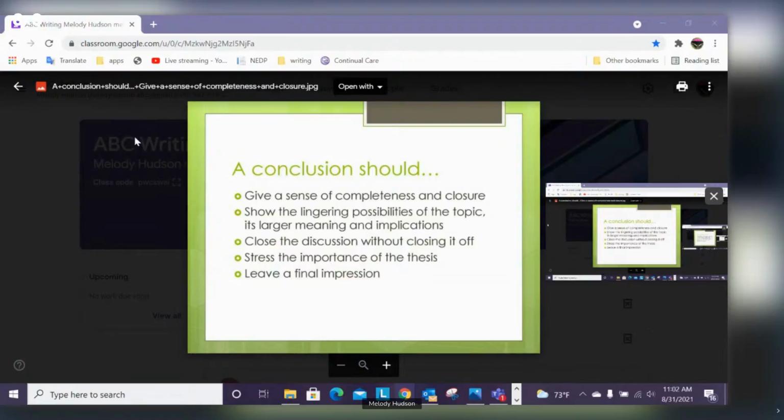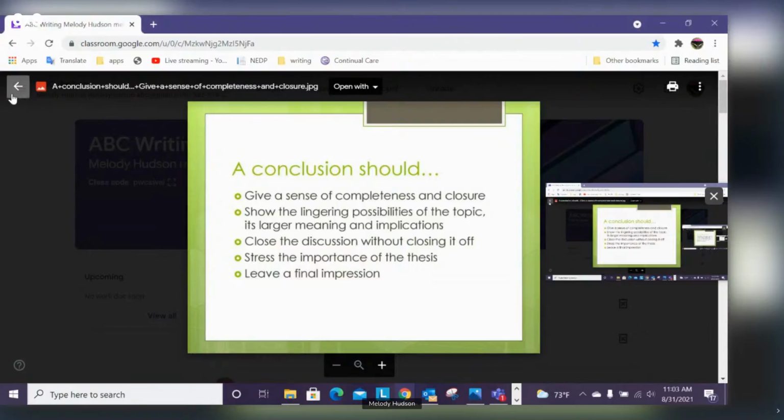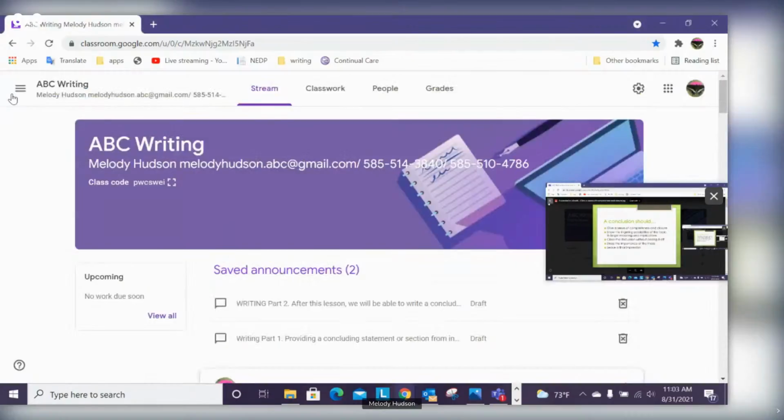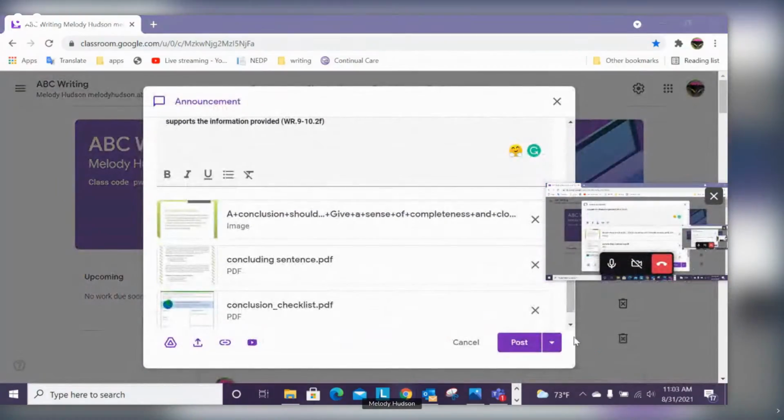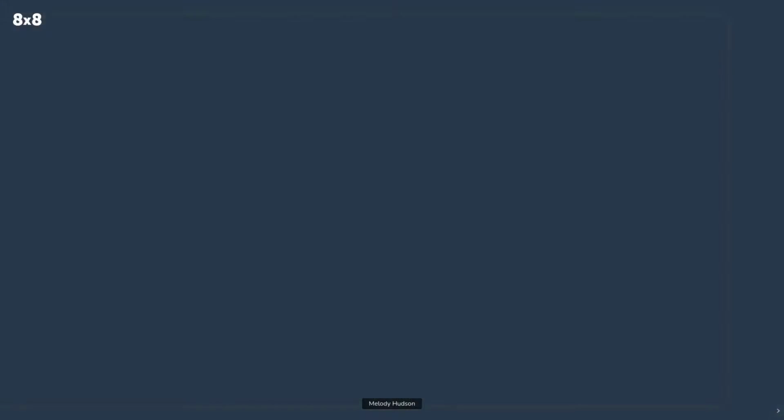Okay, so take a look at a concluding sentence. Let's look at what this has to say.